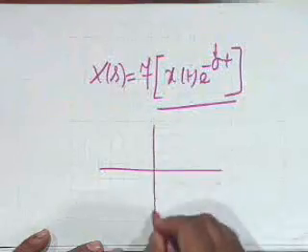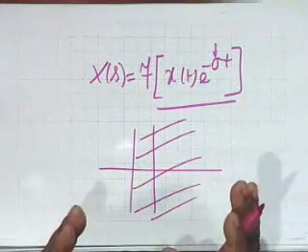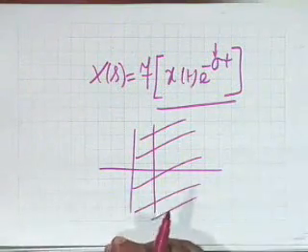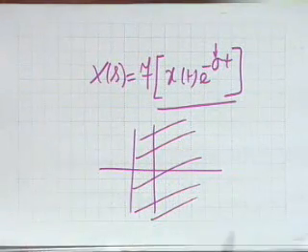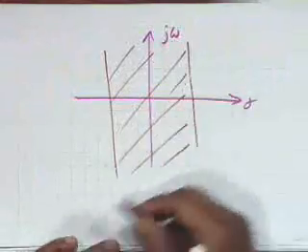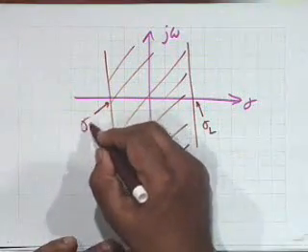Well, when you say ROC is like this, it is a strip from the two-dimensional plane bounded by a line parallel to the j omega axis. The only difference is an infinite strip. There can be situations in which the ROC is like this. It can be like this. Let us say this is sigma L and this is sigma R.